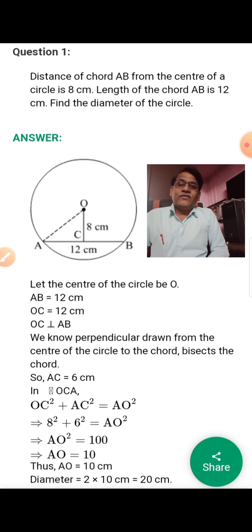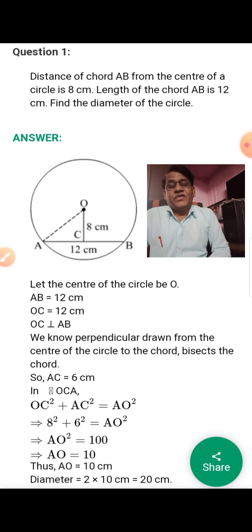So in 6.1, question number 1: the distance of chord AB from the center of a circle is 8 centimeter. The length of the chord AB is 12 centimeter. Find the diameter of the circle. Here the distance of chord AB from the center of the circle is given as 8 centimeter. It means the distance between chord and center is given. The length of the chord AB is 12 centimeter, and you have to find the diameter of the circle.